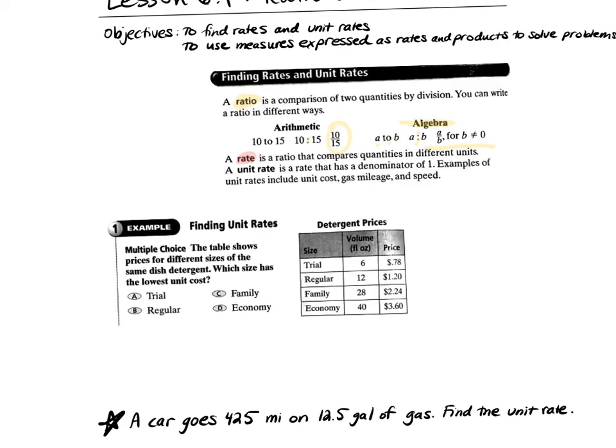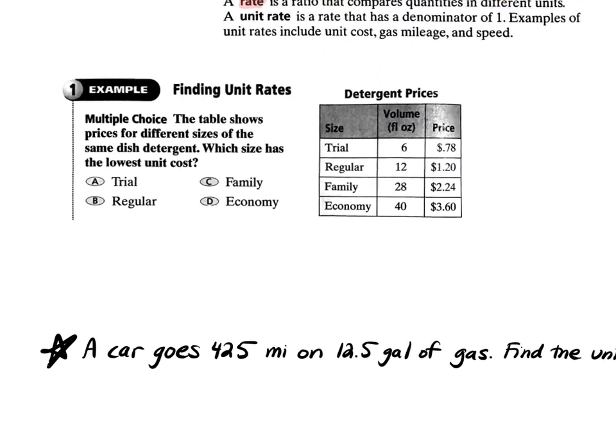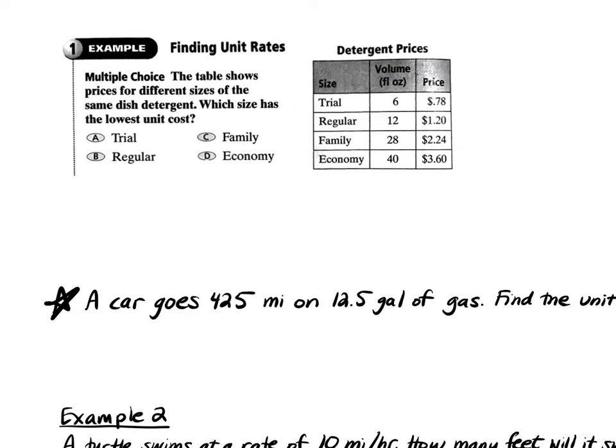Okay, so let's use this in an example. The first example, we're trying to find unit rates. Here we have a table, and it's a multiple choice question asking, the table shows prices for different sizes of the same dish detergent. Which size is the lowest unit cost? So if you were at Costco, or the grocery store, or any store, trying to figure out which is the best value for my money, right?